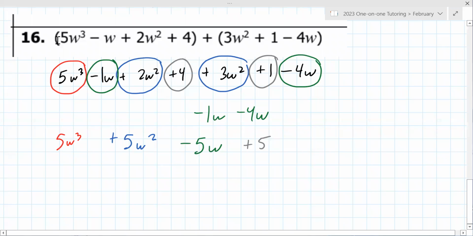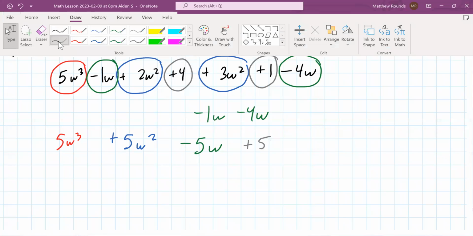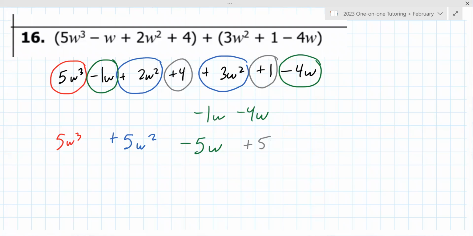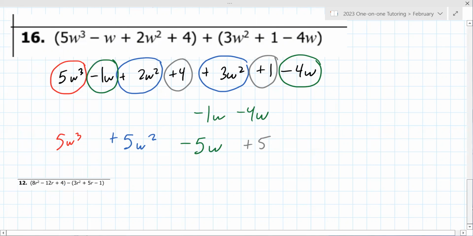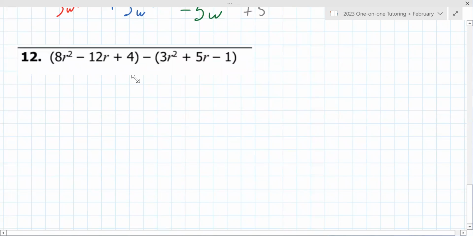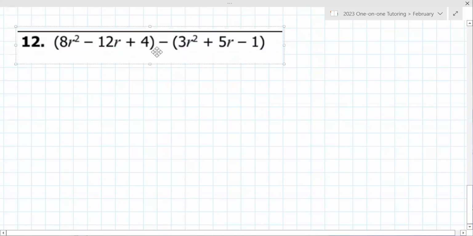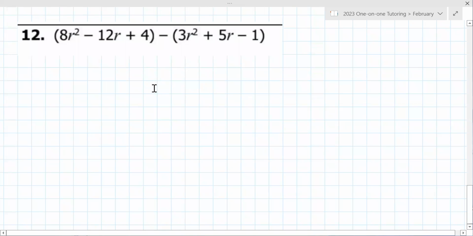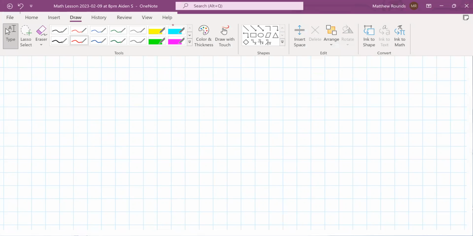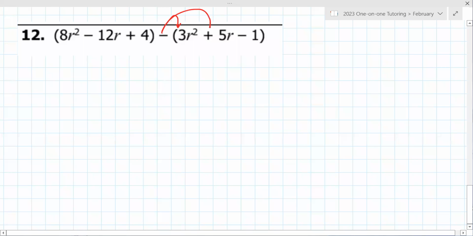Okay. So now the next grouping of questions is a little bit more difficult because they've got a subtraction symbol in the middle. We're going to look at number 12. Okay, so now you finally have something going on on the right. This subtraction symbol applies to every single term inside the parentheses. Now, I think it's better to think of it as changing the signs.